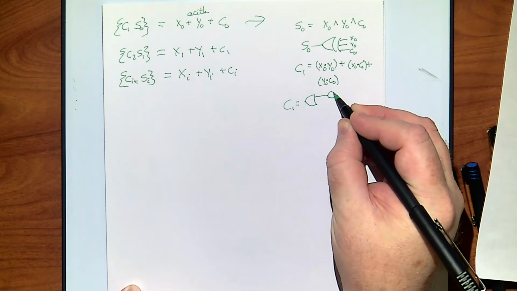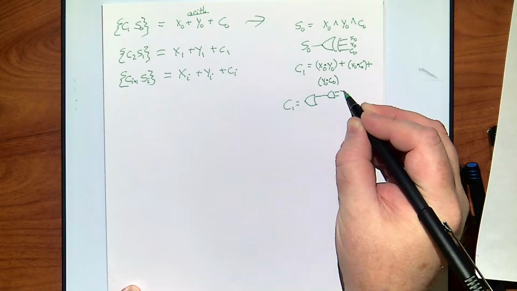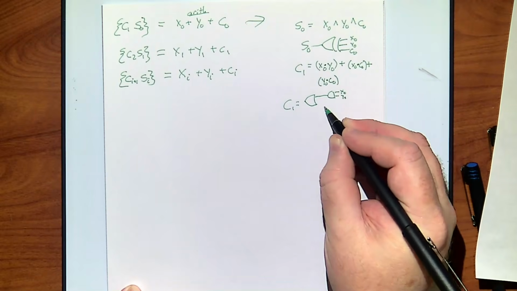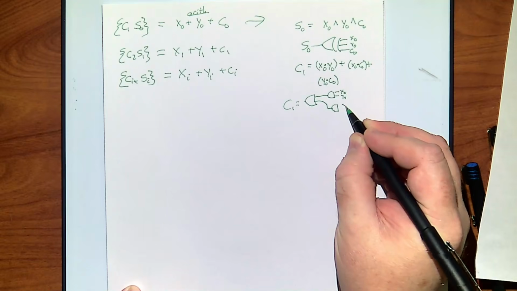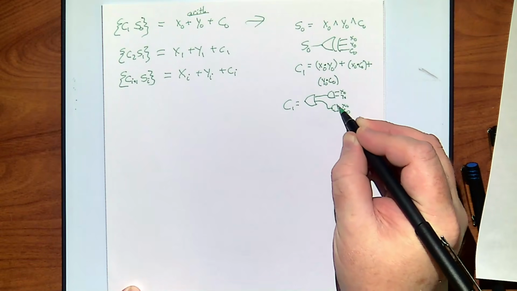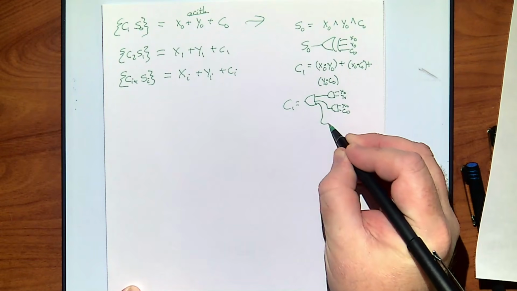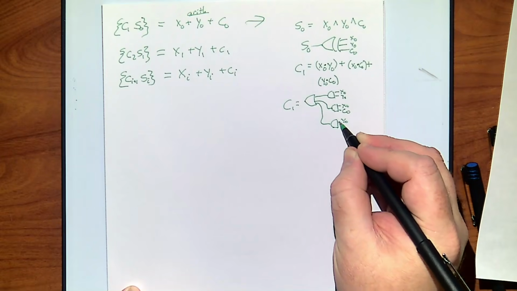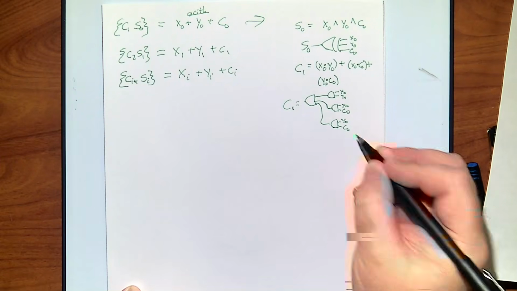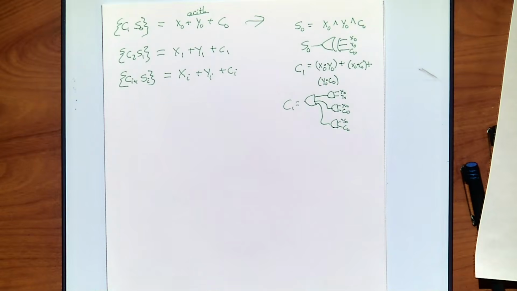Right? I had two inputs, X0, Y0. I had all these other ones that were X0, C0, and Y0, C0. All right, there you go. That's C1. So far so good. Okay.